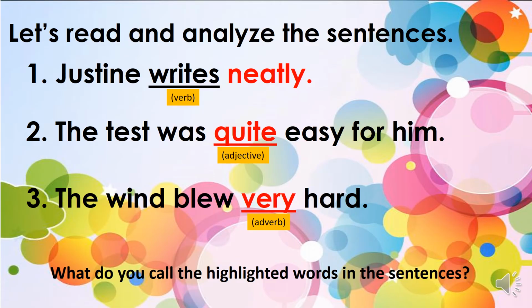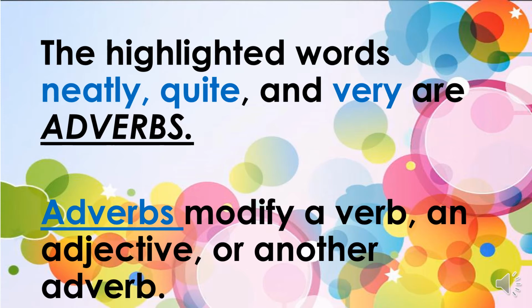Let's read and analyze the sentences. 1. Justin writes neatly. 2. The test was quite easy for him. 3. The wind blew very hard. What do you call the highlighted words in the sentences? The highlighted words neatly, quite, and very are adverbs. Adverbs modify a verb, an adjective, or another adverb.